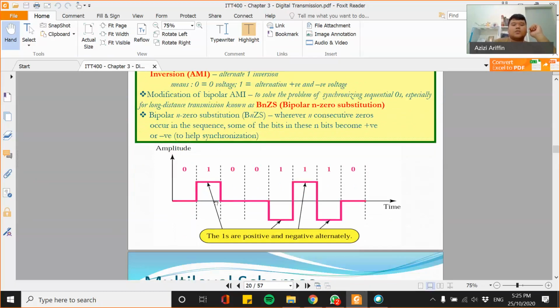So for 0, it will continue at zero value. Next, if you want to represent 1 again, instead of a positive value, it will invert to a negative value. Next is also 1, so it will again invert back to a positive value. Right, it will alternate between positive and negative to represent a bit of 1.